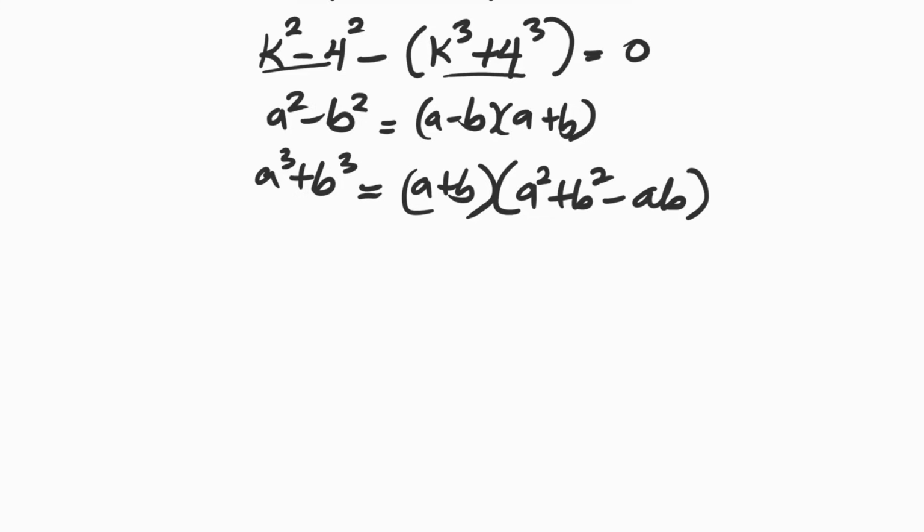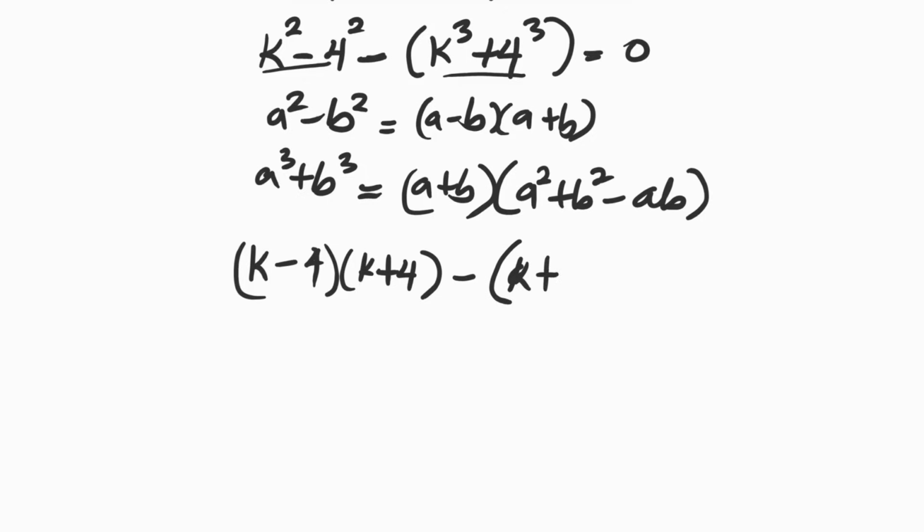So k squared minus 4 squared now expands to become k minus 4, k plus 4, minus k cubed plus 4 cubed, which expands to become k plus 4 into k squared plus 4 squared minus 4k. Okay.